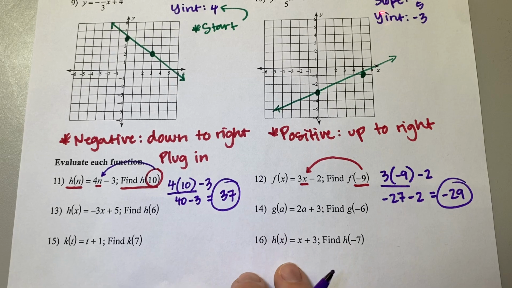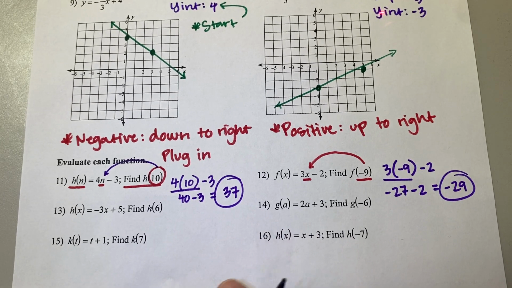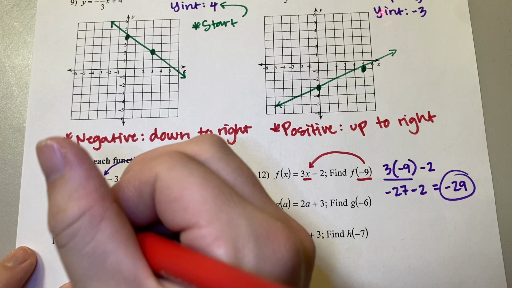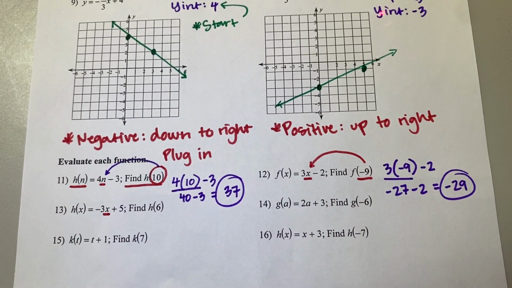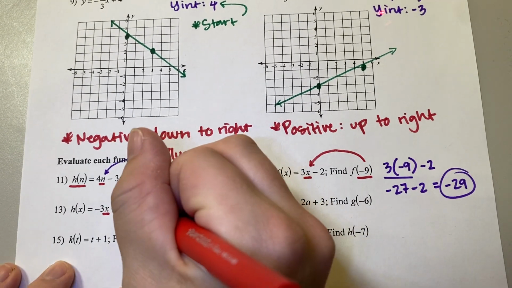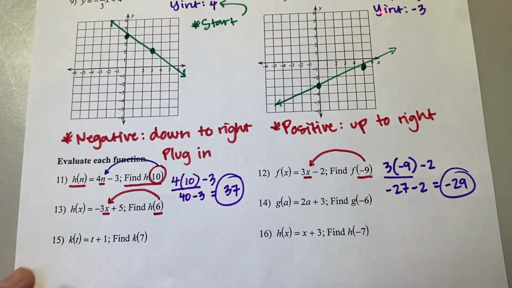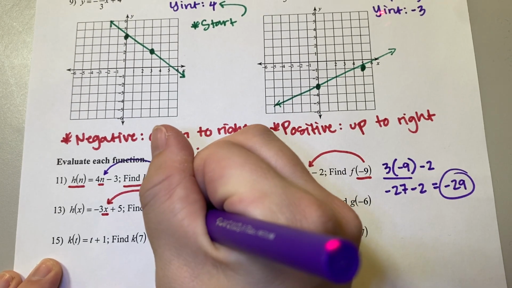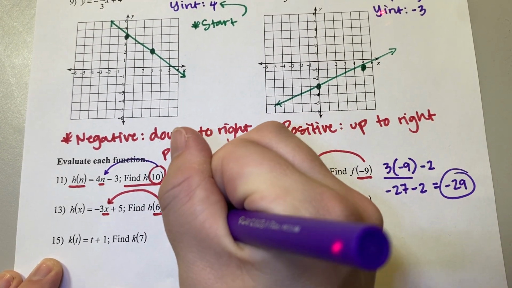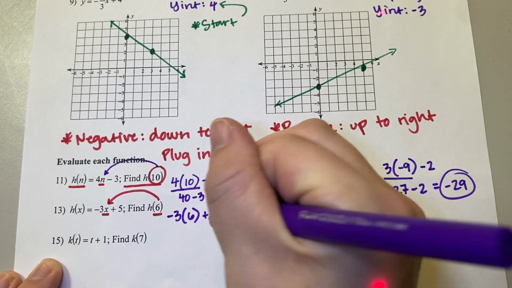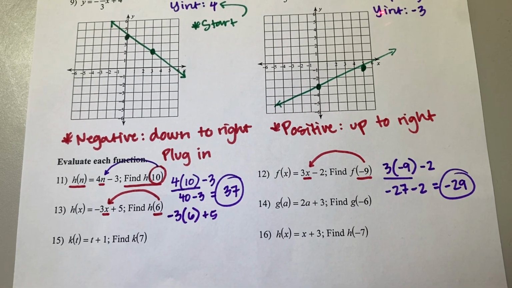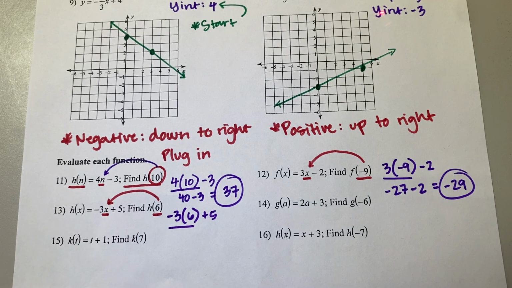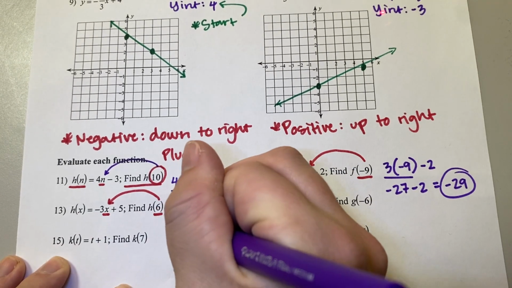Okay, number 13. We have a function of x. So here's where our variable is. What does it want us to plug into the x spot? 6. Positive 6. Booyah, right there. Okay, let's figure out what that is. So now I have -3 times positive 6, and then plus 5. What is -3 times positive 6? What are we going to get? Connor? -18. -18, love it.